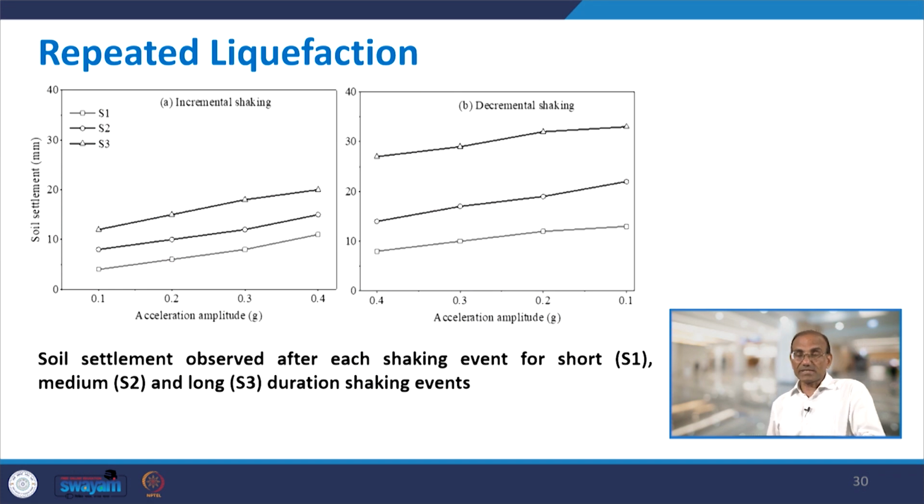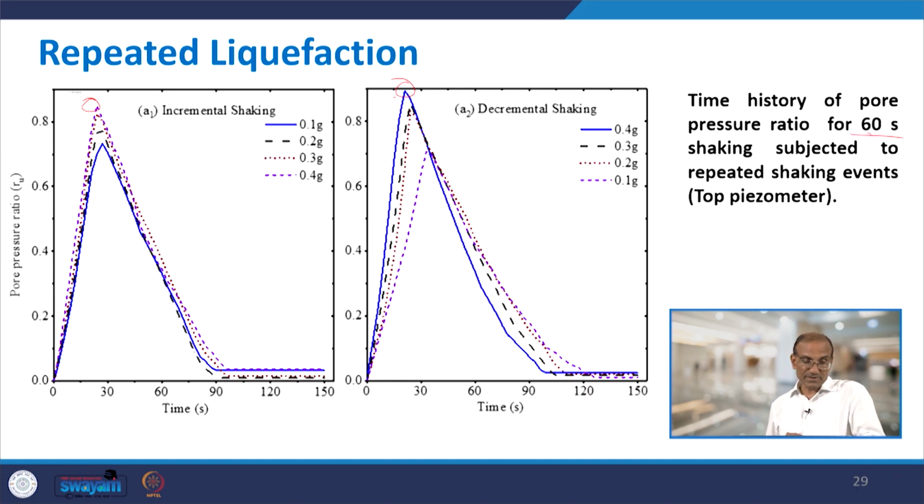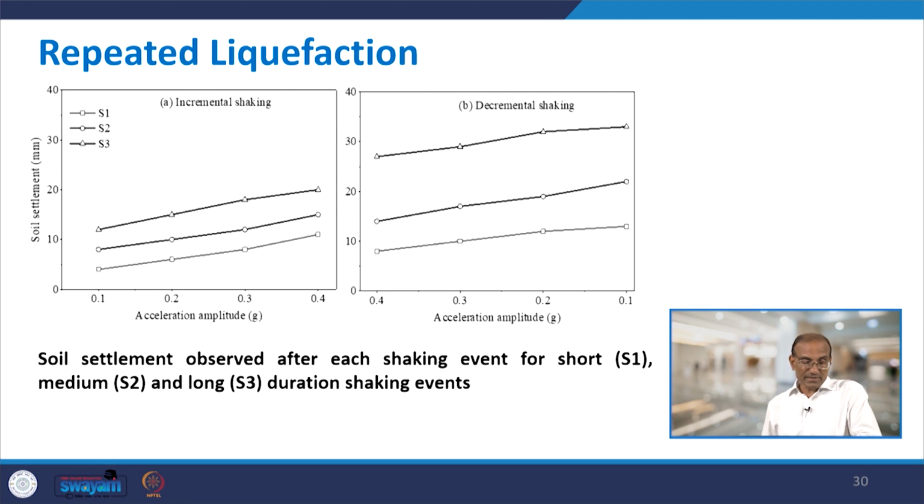Similarly, when we talk about settlement, we have discussed pore pressure in these two figures, two results. But when we talk about the settlement, naturally the settlement will also be higher when the shaking duration is higher, and the settlement will keep increasing when acceleration amplitude increases from 0.1 to 0.4 g. In this case this was for incremental shaking.